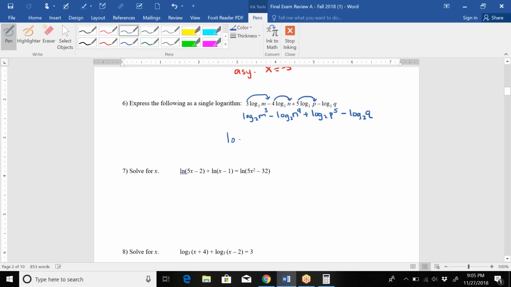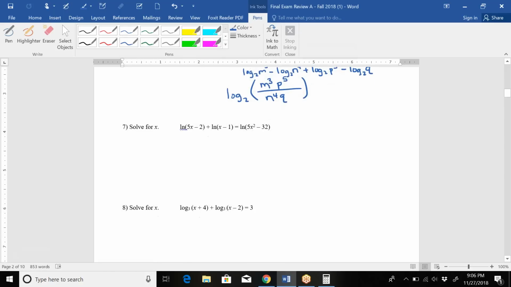So we're going to have one big log base 2 with a big parentheses, and this had a positive log, so that m to the third is on top. The negative log base 2 of n to the fourth, that had a negative log, so that n is going to go to the bottom. This one has a positive, so it's going to be on top, and this one has a negative, so it's going to be on the bottom. So we get log base 2 of m to the third p to the fifth over n to the fourth q.